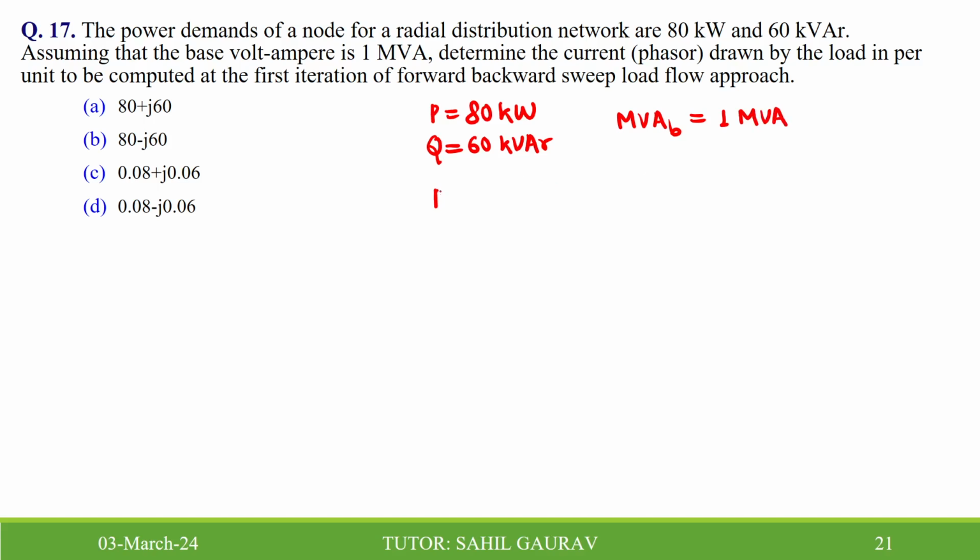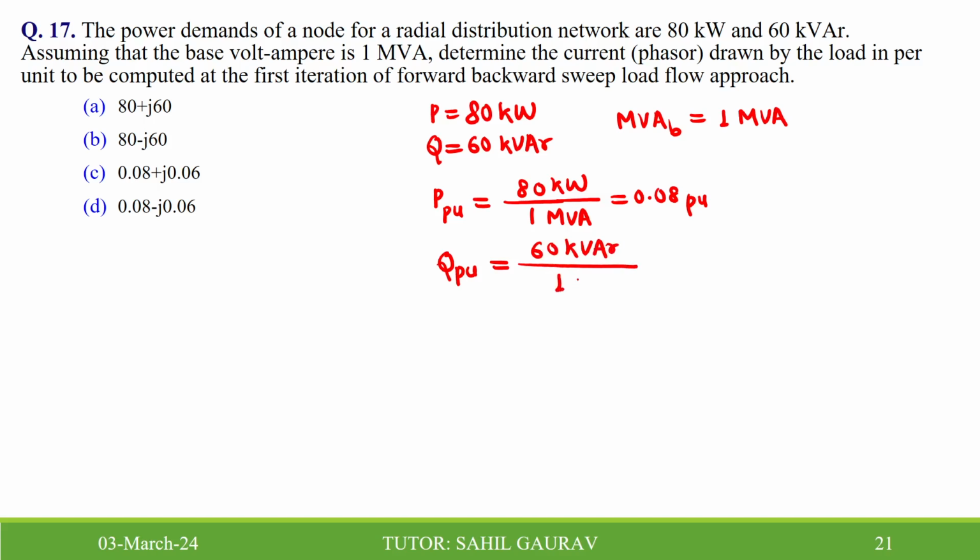So first we find the power in per unit. So we take 80 kilowatt divided by 1 MVA. So it will give you 0.08 per unit, and Q per unit is 60 kVAr divided by 1 MVA. So it is 0.06 per unit.